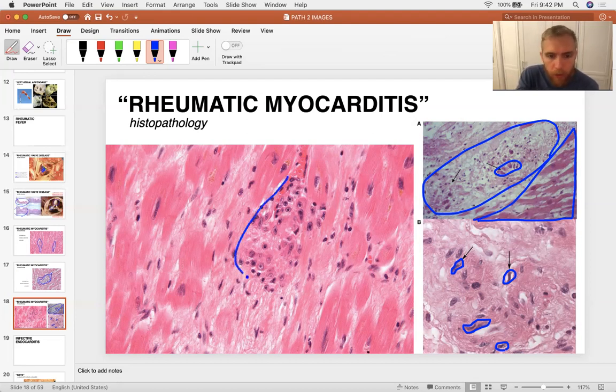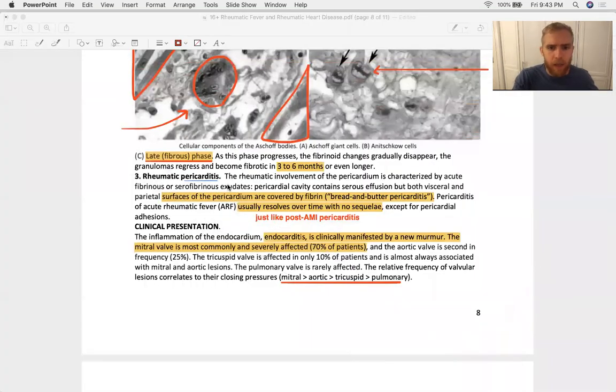Last one, what are we looking at here? Dense cellularity, macrophages, immune cells, dense basophilic nuclei. And what's around these cells? A bunch of skeletal muscle. So that's your rheumatic myocarditis as opposed to other etiologies of myocarditis on a histology slide. Let's get back to the SDL.